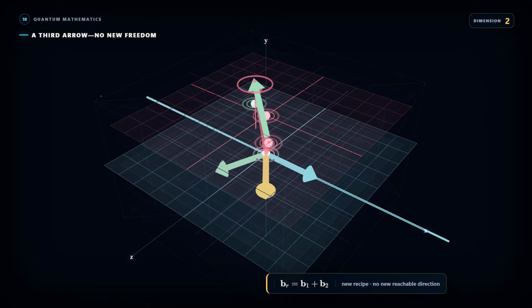Now the engineers add a third programmed maneuver, B-redundant. It enters dramatically, but the reachable plane does not grow. The new command is just B1 plus B2. It offers another recipe for motions that were already possible. 3 arrows are visible, yet the command space still has only 2 independent directions. Hardware count is not dimension.